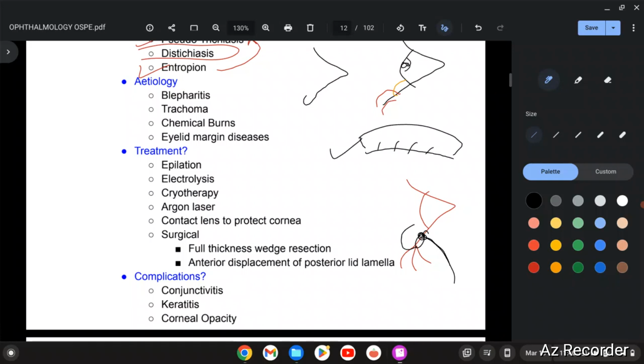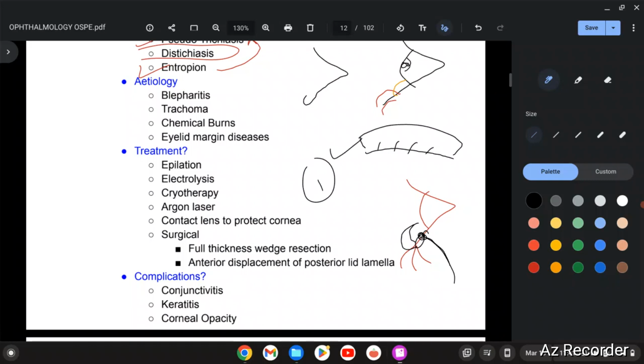So what are the conditions which cause fibrosis? There can be chronic inflammation of your eyelid margin. That is your blepharitis. If someone has chronic blepharitis, as a result of chronic inflammation there's fibrosis, and if there's fibrosis, you know there will be contraction surely. So one etiological factor is blepharitis.